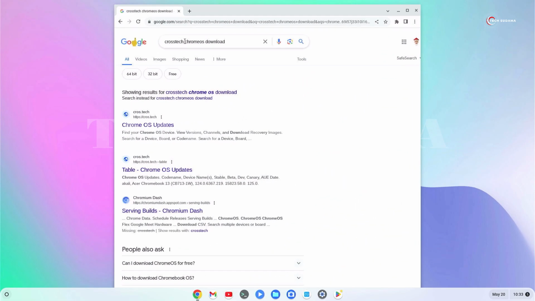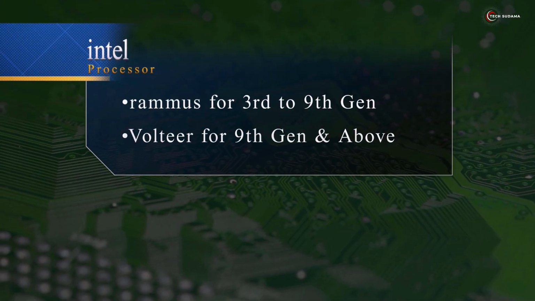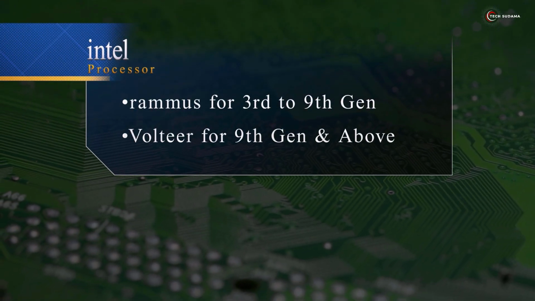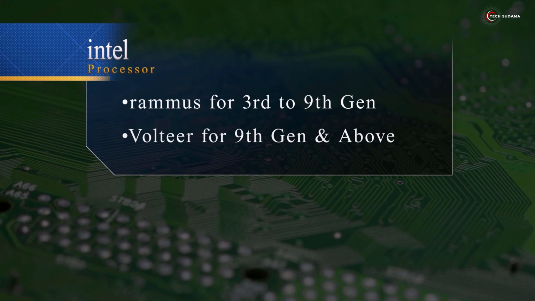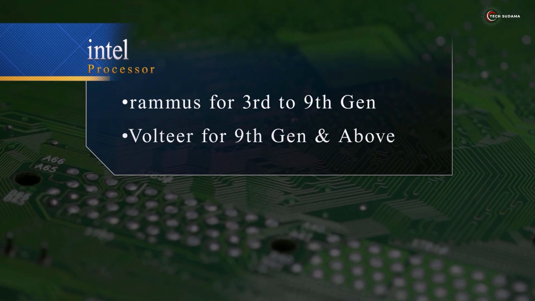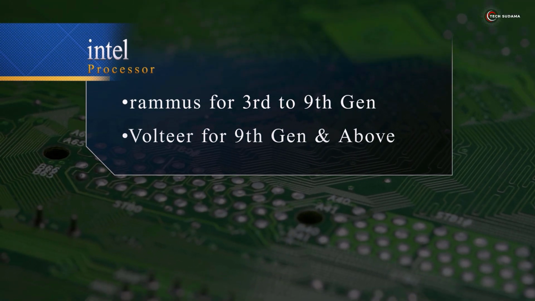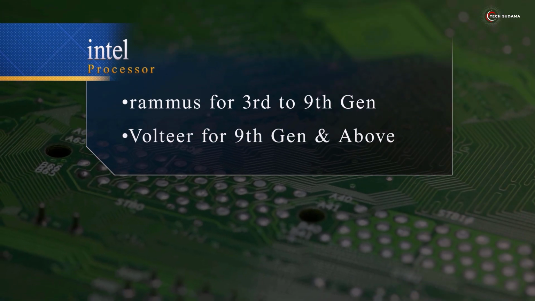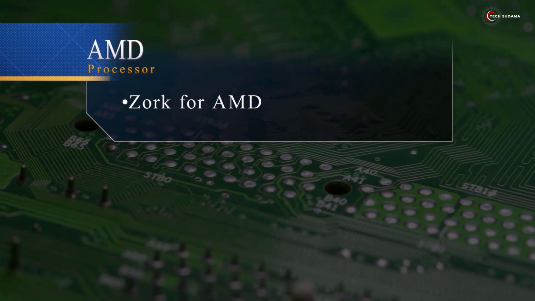Now you'll have to search for CrossTech ChromeOS download. Now click on ChromeOS updates. Now here, if you're using Intel 2nd Gen to 9th Gen processor, then you will have to download for Ramas. And if you are using 10th Gen to latest, then you will have to download for Voltier. And if you're using AMD processor, then you will have to download Zork.